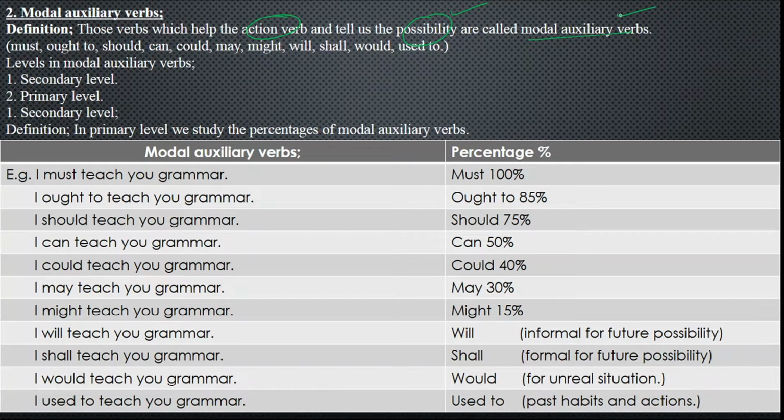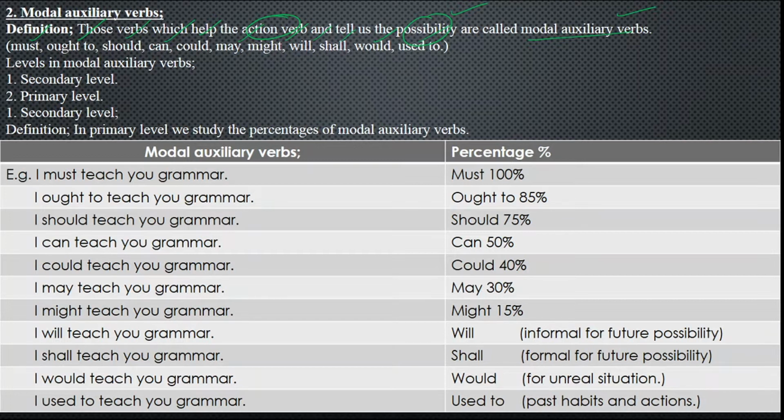Now, what are the modal auxiliary verbs? Must, ought to, should, can, could, may, might, will, shall, would, used to are called your modal auxiliary verbs. Keep in your mind your modal auxiliary verbs are 11 in number, and I've written them in sequence, and I'll make you understand about them.